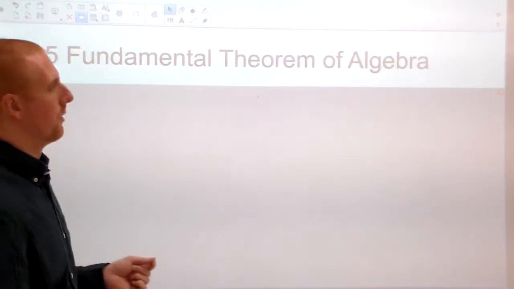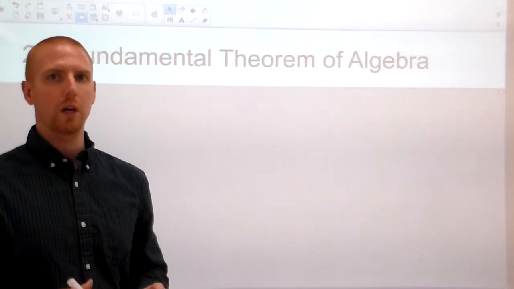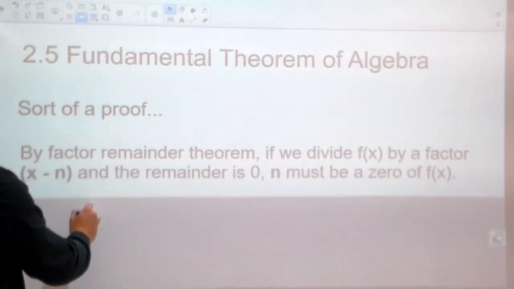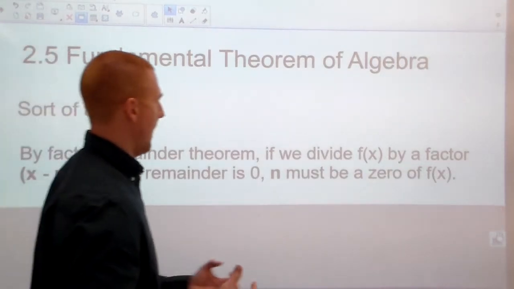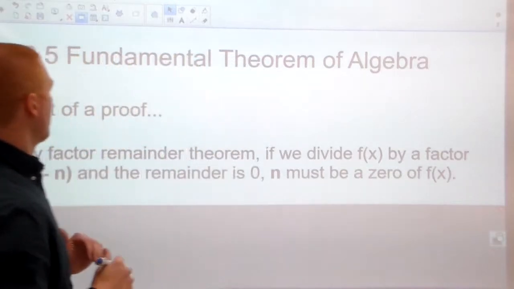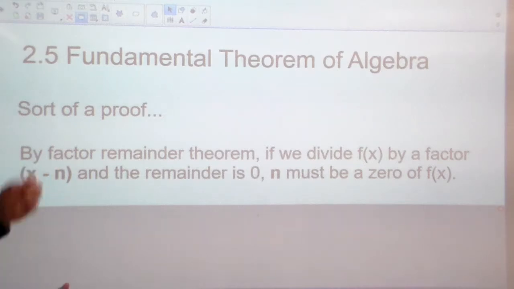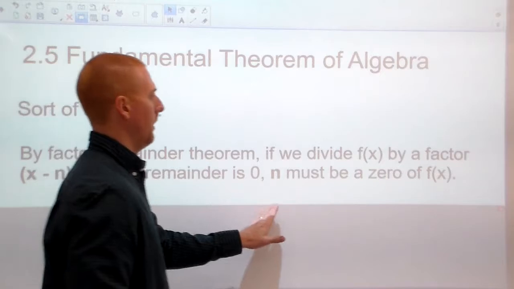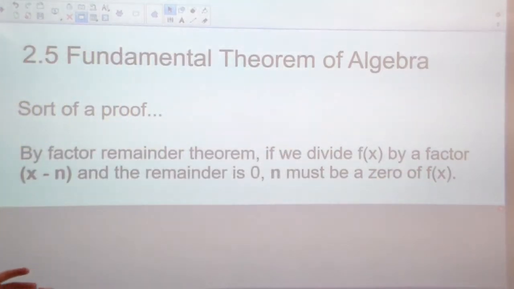And I would pull this up on your notes and follow along, pause the video as you need to, and just read through until every piece of it makes sense. So the first thing is the factor remainder theorem. If I have some polynomial f of x, and I divide it by some factor, x minus something, x minus 2, something like that, if that remainder comes out to be 0, we know that the thing I divided by is a 0 of the polynomial. That's what the whole factor remainder theorem was about.